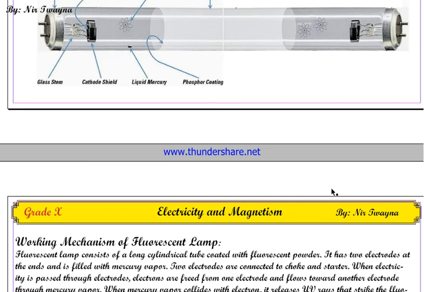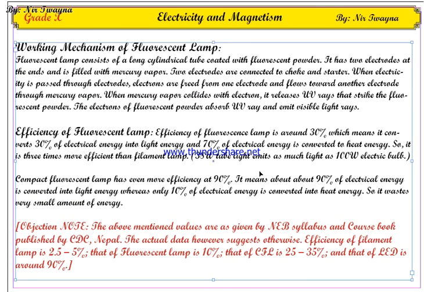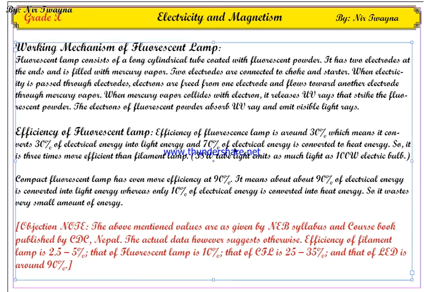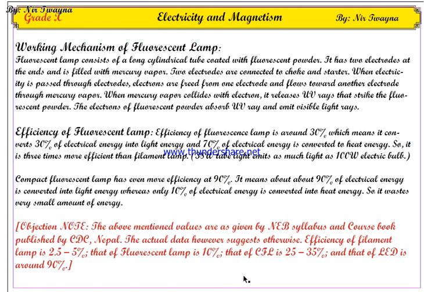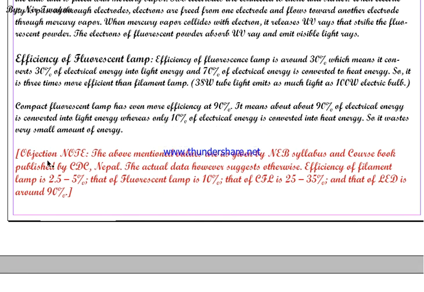Okay, so once again, according to your syllabus, according to your book, I said efficiency of filament lamp is 10%, fluorescent lamp is 30%, and CFL is 90%. But here I have small objection. In this case, I have an objection. My objection is, according to the actual documents that I have searched through internet.